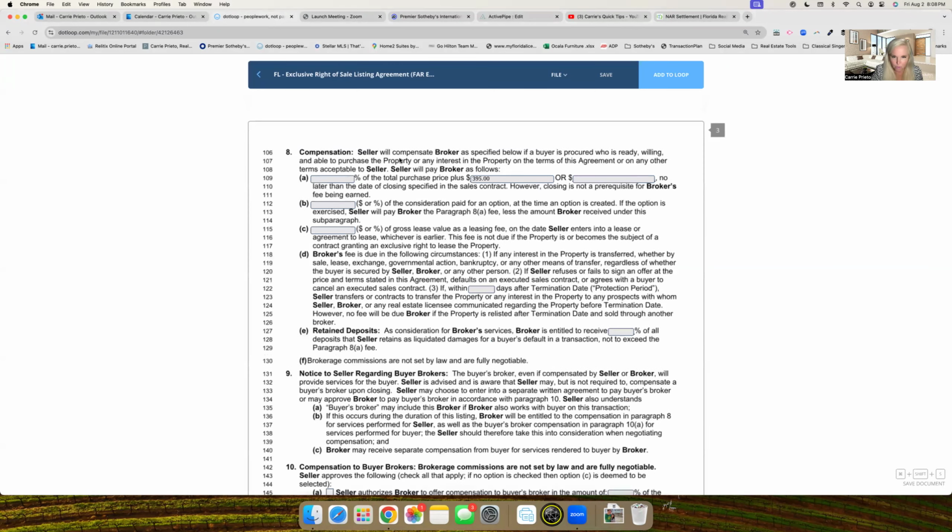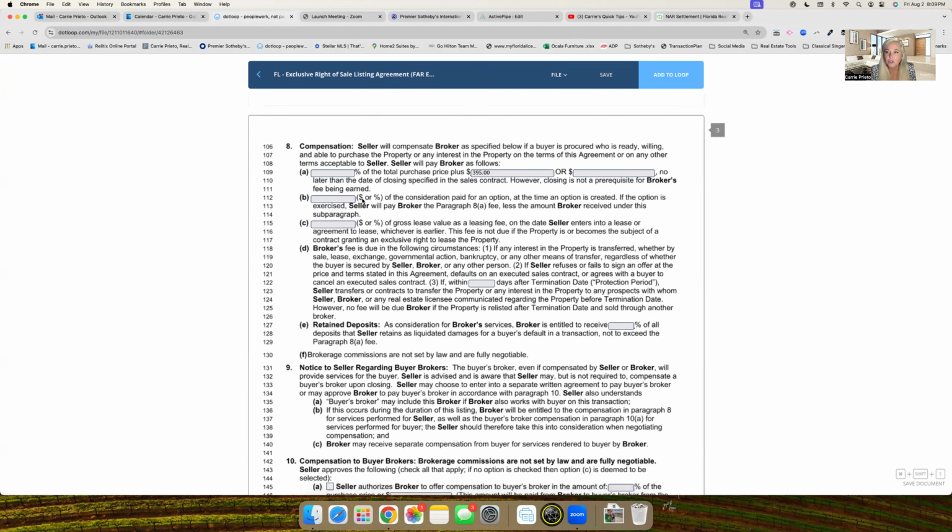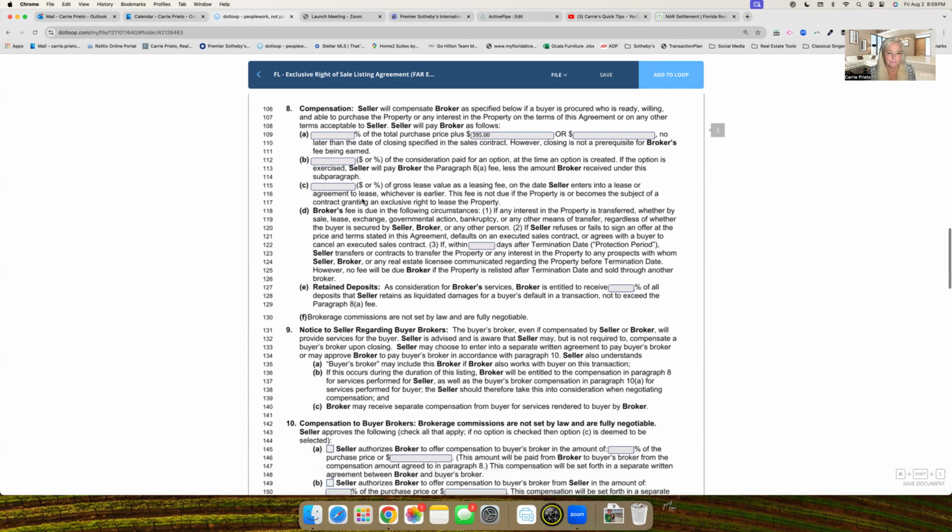Sellers will compensate broker as specified below if a buyer is procured who is ready, willing, and able to purchase a property for any interest in the property on the terms of this agreement or any other terms acceptable to seller. Seller will pay broker as follows: a percentage of the total purchase price plus $395. This, guys, is in reference to our listing side. Okay, not the total anymore, not the listing side and the co-broke side.